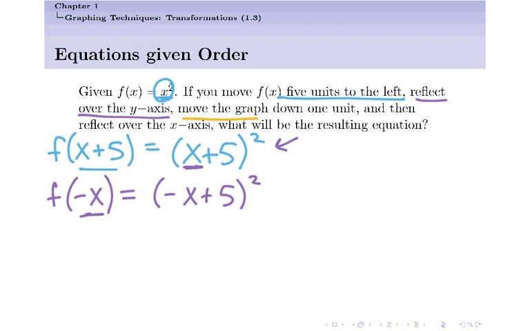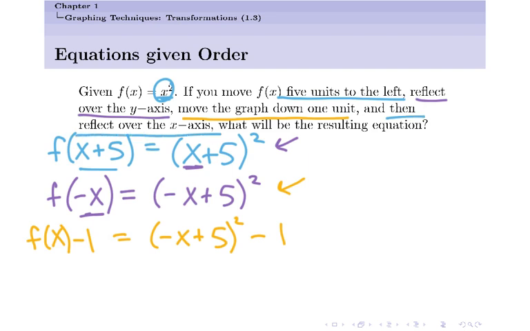Then I have to move the graph down 1 unit. So I take my previous step and subtract my c value, or 1, from it. Now it says I have to reflect over the x-axis. So when I reflect over the x-axis, I negate my y, or my entire function.